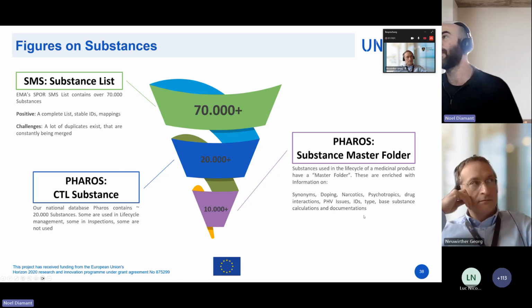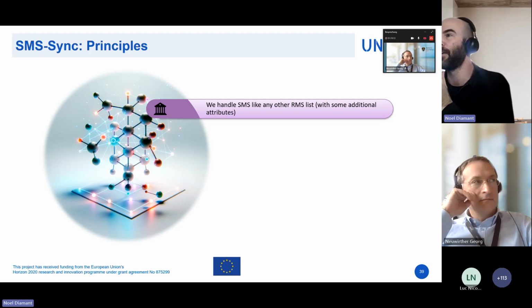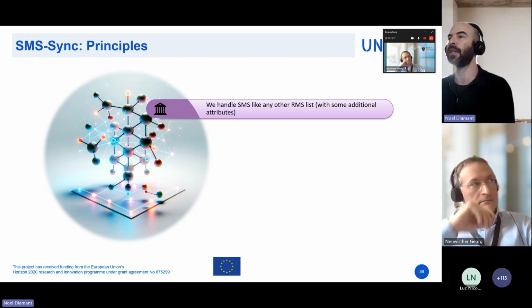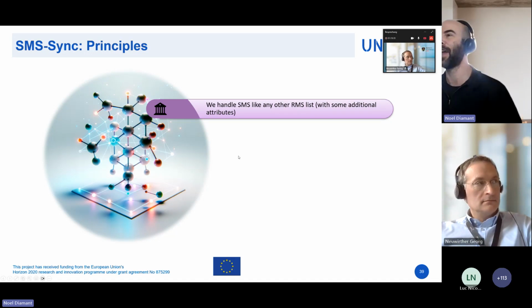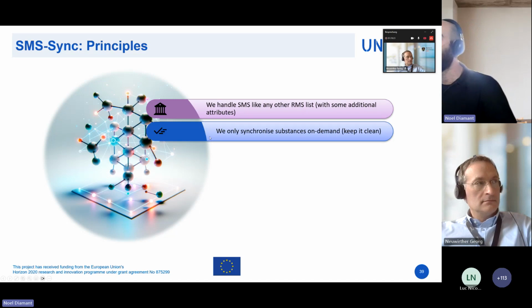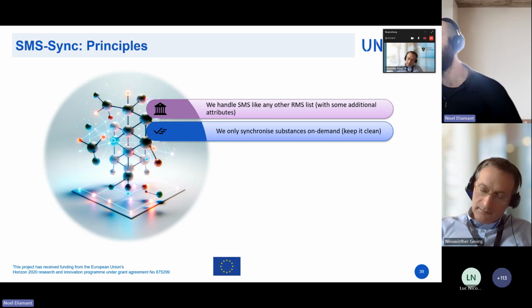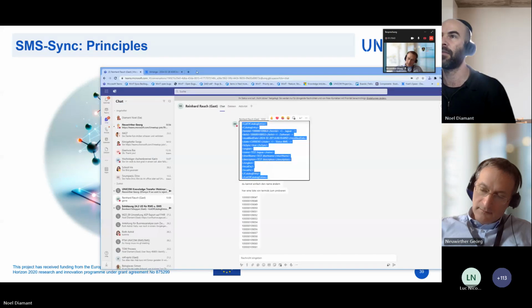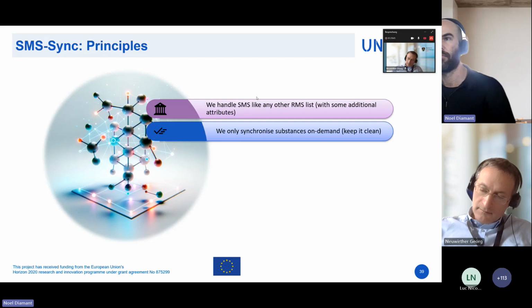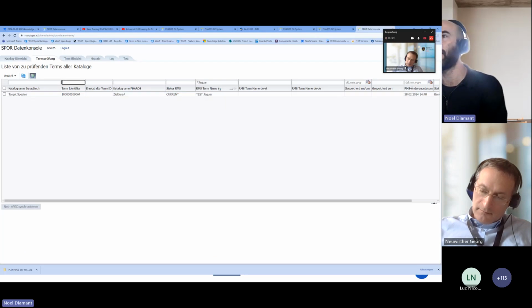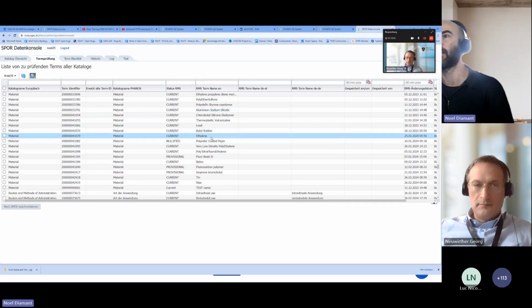Now, we synchronize SMS with a few principles. First principle, we handle SMS like any other RMS list. Just because it has its own API doesn't mean it's something special. I mean, of course it is, but you don't have to treat it that way. Second, we only synchronize substances on demand. So we don't want to have the 70,000 substances in our 20,000 list. We are going to take them whenever we need them. If we receive an EF with a substance we don't have, we're going to go through our RMS sync tool. Going back to now. And the substance will be here, most likely. And we just select it and we say, yes, this is the one we want.